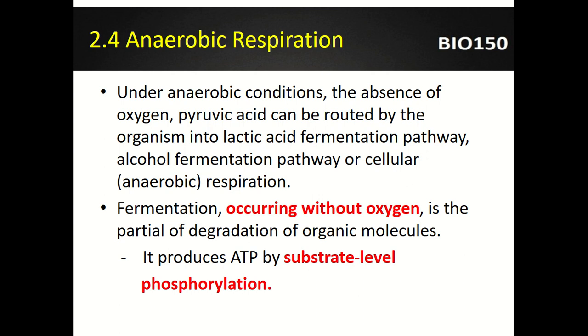And next, we're going to look at the second type of respiration, which is also known as anaerobic respiration. Under anaerobic respiration, in the absence of oxygen, the pyruvic acid, or pyruvate, can be routed by the organism into lactic acid fermentation and also alcohol fermentation. This fermentation occurs without oxygen, and it is the partial degradation of the organic molecule pyruvate. So it produces ATP. How? By substrate level phosphorylation through the process of glycolysis.